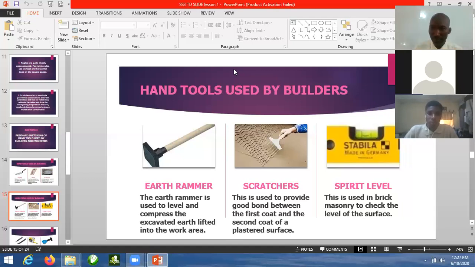Exactly. Yes, sir. Good. So the next one, I know you have seen this very well. The spirit level. Have you seen that before? Yes, I've seen it. Very good. So where have you seen that and how is it being used? I want you to tell me.